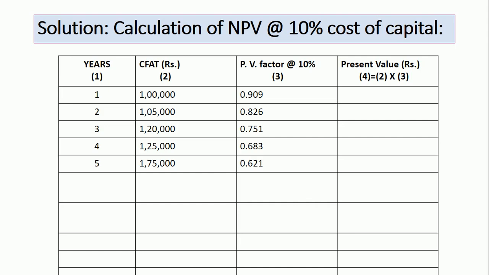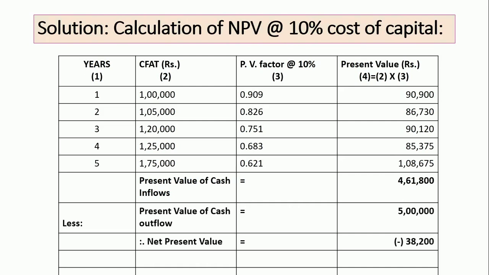To get the answer in the fourth column, present value is equal to CFAT into PV factor. For first year, 1 lakh rupees into 0.909, that is equal to 90,900. Same for second year, 1,05,000 into 0.826, that is 86,730. For third year, 90,120. For fourth year, 85,375. For fifth year, 1,08,675. The total is 4,61,800. We call it the present value of cash inflows.